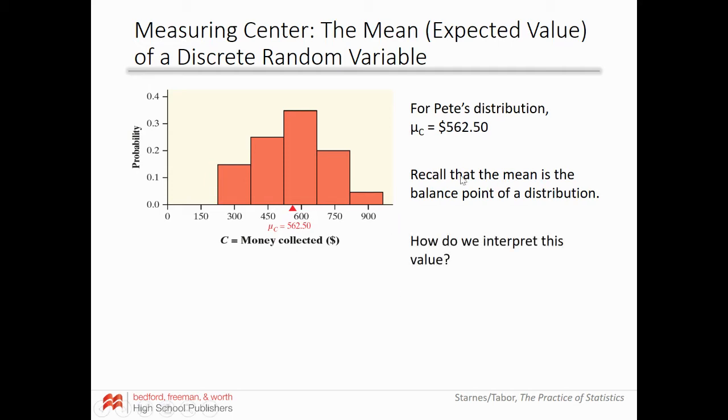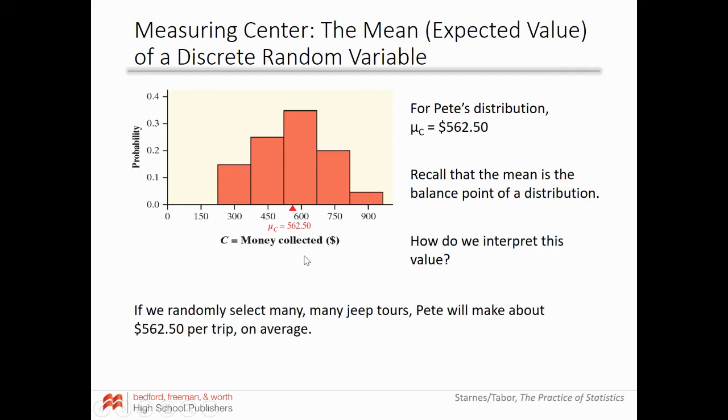So how do we interpret the mean? This is just telling us, hey, the mean of some distribution is $562.50. So this is based on that safari trip. If we randomly select many Jeep tours, Pete will make about $562.50 per trip on average. That's how you interpret it. If we randomly select many X or whatever's going on, Pete will make about blank on average. This being our mean or our expected value.